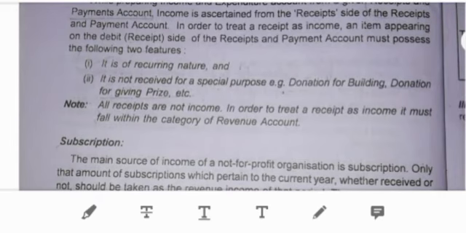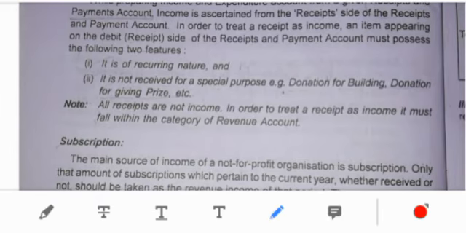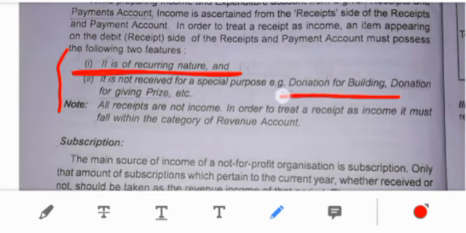Now see, in order to consider a receipt as income, it must possess these 2 characteristics. The first one is it must be of recurring nature. Recurring means reoccurring, again and again occurring. That means of revenue nature. And it is not received for a special purpose. That means it does not include specific donation or donation for giving a prize. Okay, it must be for general purpose, which is recurring in nature.